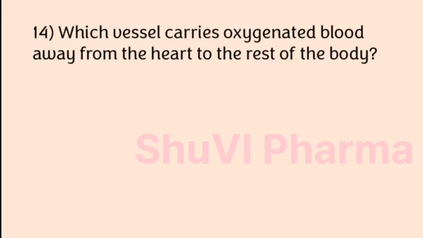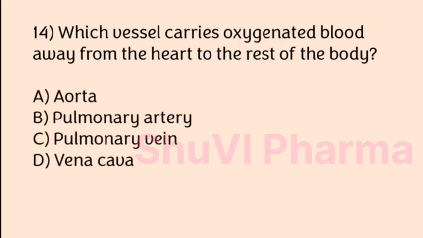Which vessel carries oxygenated blood away from the heart to the rest of the body? Aorta, pulmonary artery, pulmonary vein, vena cava. The correct answer is option A, aorta.